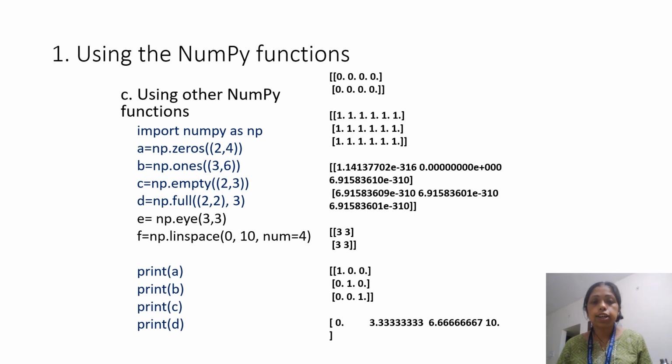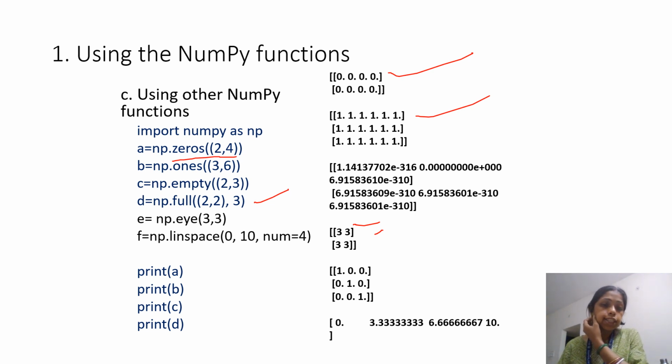Now, if you write all the formulas in a single line: np.zeros(2, 4) will provide 2 rows and 4 columns of zeros, and np.ones(3, 6) will provide 3 rows and 6 columns of ones. np.empty(2, 3) means some empty array will be created with 2 rows and 3 columns. np.full(2, 2, 3) is 2 rows, 2 columns filled with 3. np.eye(3) is a 3 by 3 two-dimensional array where the ones appear diagonally.